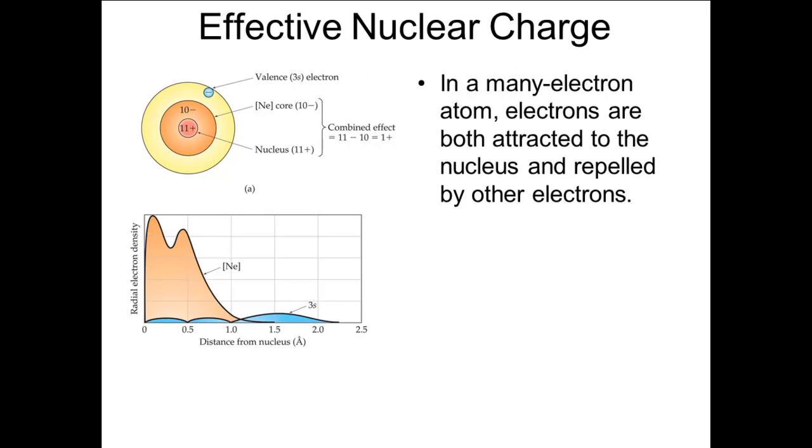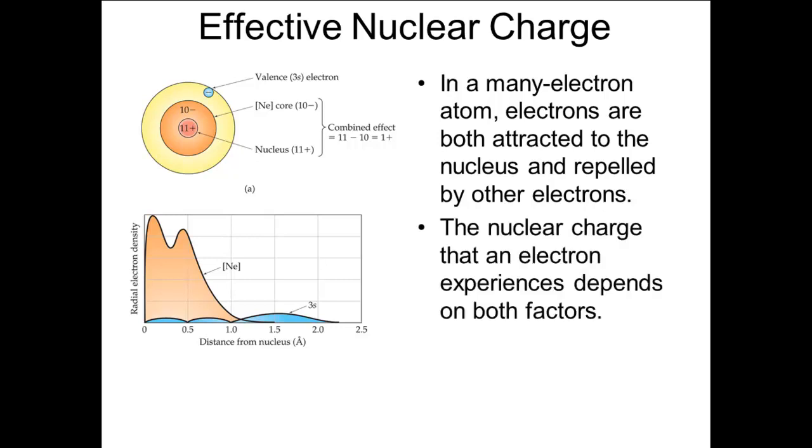In a many-electron atom, electrons are both attracted to the nucleus and repelled by other electrons. The nuclear charge that an electron experiences depends on both factors. As the diagram shows for sodium, the inner electrons, also called the core electrons, shown here in orange, spend most of their time closer to the nucleus than the outer or valence electrons, shown in blue. As a result, they effectively shield the outer electrons from a significant portion of the charge of the nucleus.